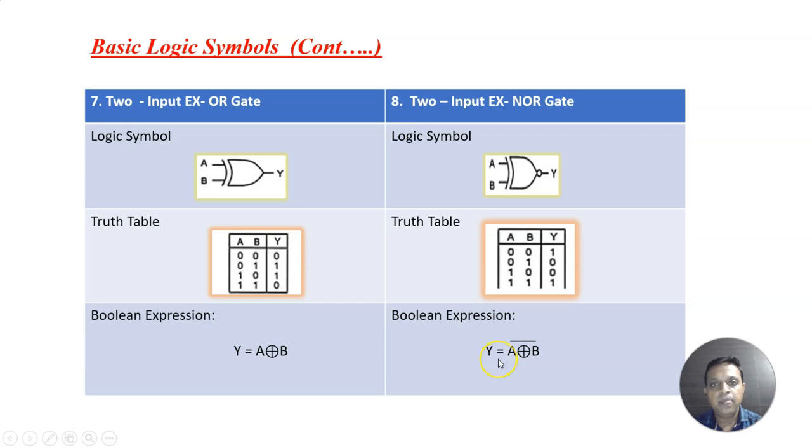What is the Boolean expression for this two input EX-NOR gate? Y equal to (A XOR B) bar, or Y equal to (A XOR B) complement. So just replace 0 by 1 and 1 by 0 in this truth table. If both the bits are similar, the output is 1. If both the bits are dissimilar, the output is 0. So this is about your basic logic symbol, truth table, and Boolean expression.